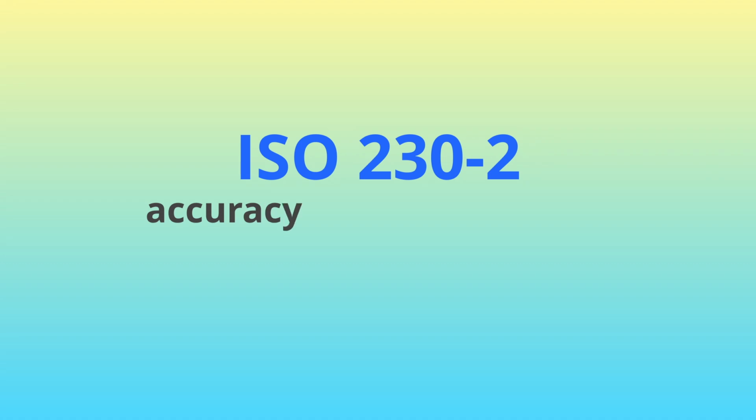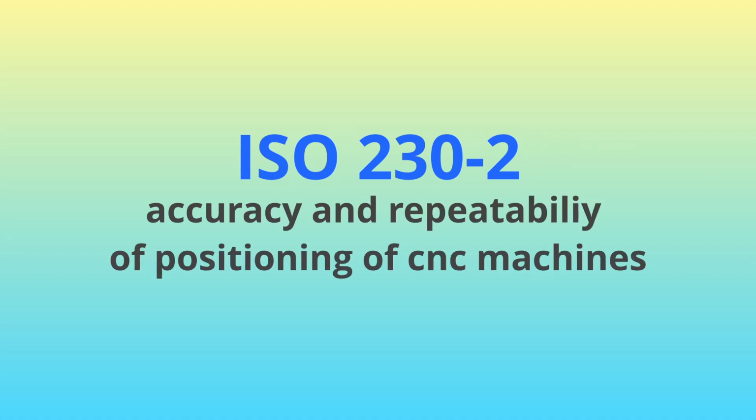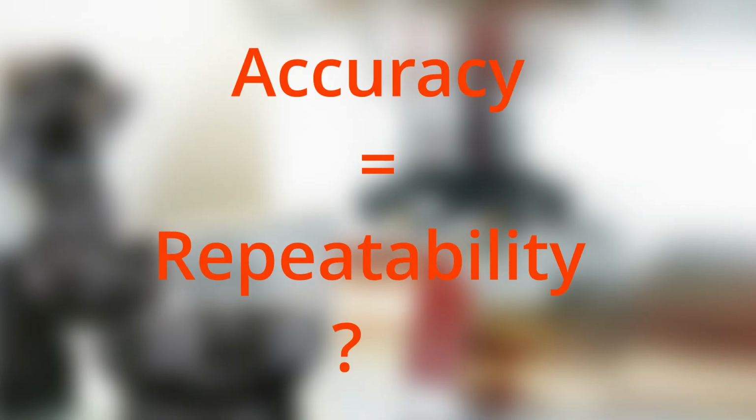In this video, we're going to be talking about ISO standard 230 part 2 regarding accuracy and repeatability of positioning of CNC machines, and we're going to clarify a common misconception about accuracy and repeatability.